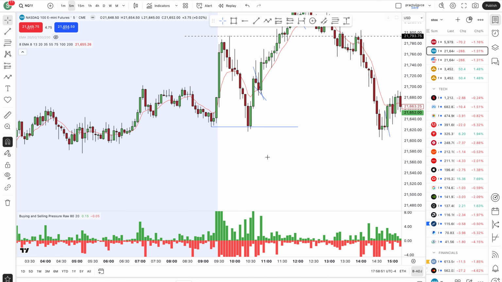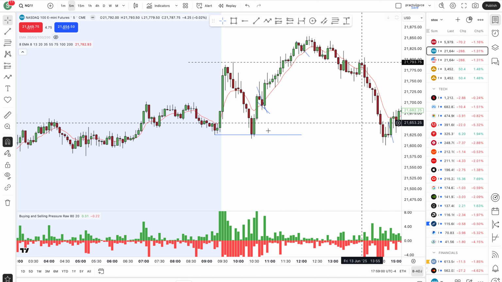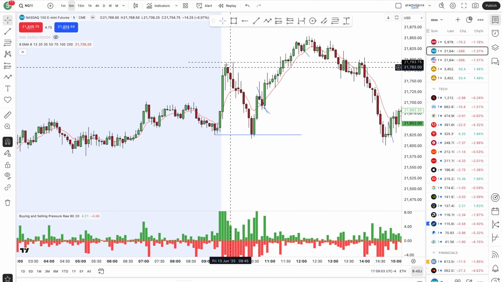Okay, and as you can see, we had a strong response after this sweep. Look at the volume coming in, right? So we're getting that response. This leads me to believe that price is now going to keep pushing up, maybe come take out this high.